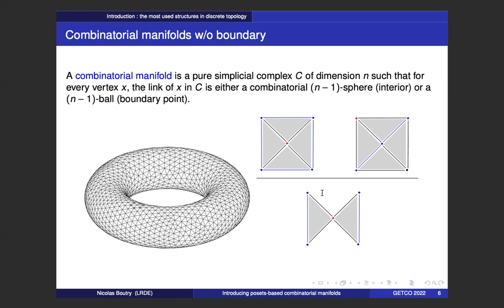For this case, we have this red point, which is on the border. Indeed, when we compute the link in the simplicial complex, we see that it is a ball and not a sphere. So it is a member of the border. This configuration cannot happen in combinatorial manifolds because it is what we call a pinch. We start from the red point, we compute the link, it is not connected, it is not an n-1 sphere, it is not an n-1 ball.